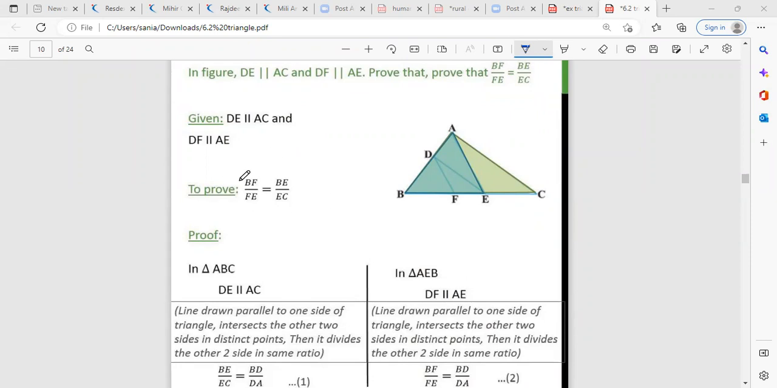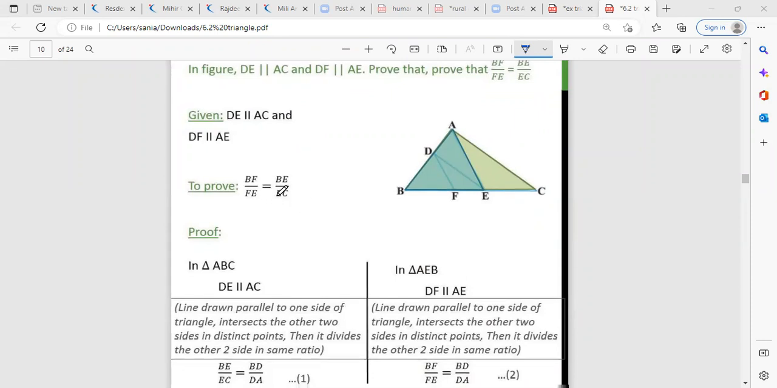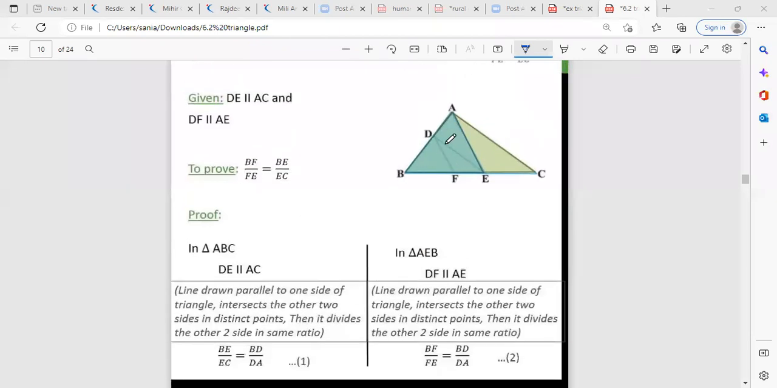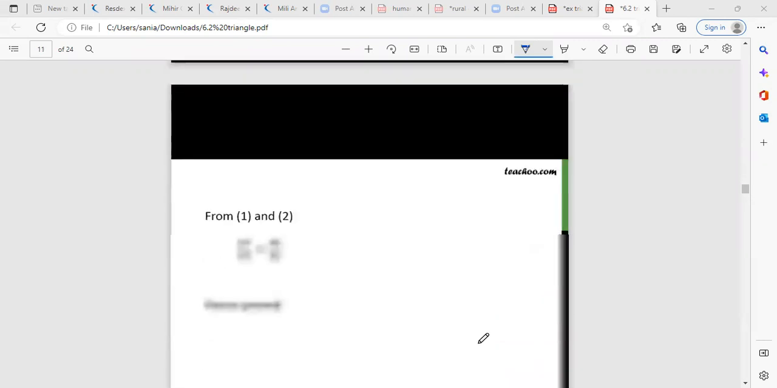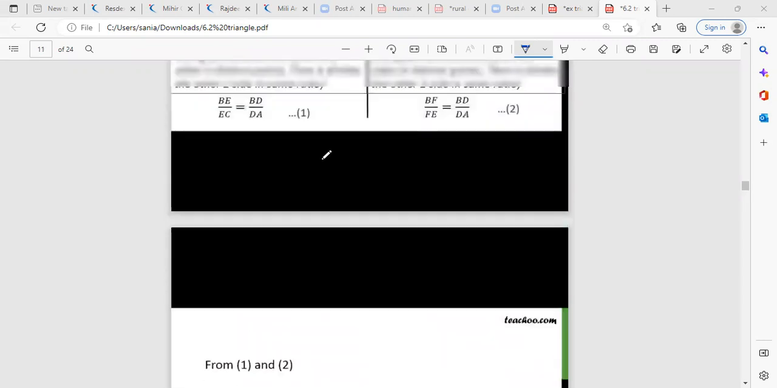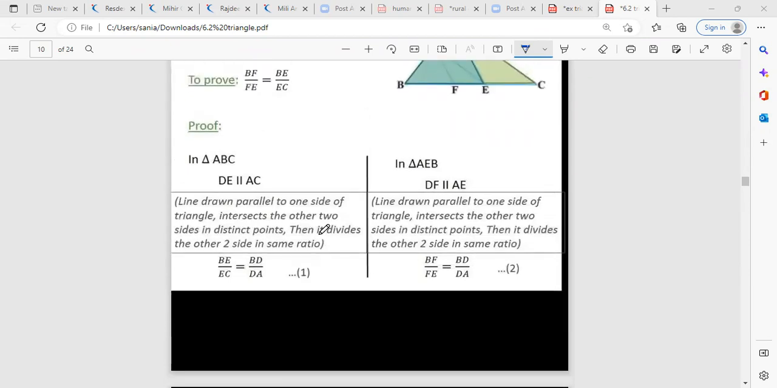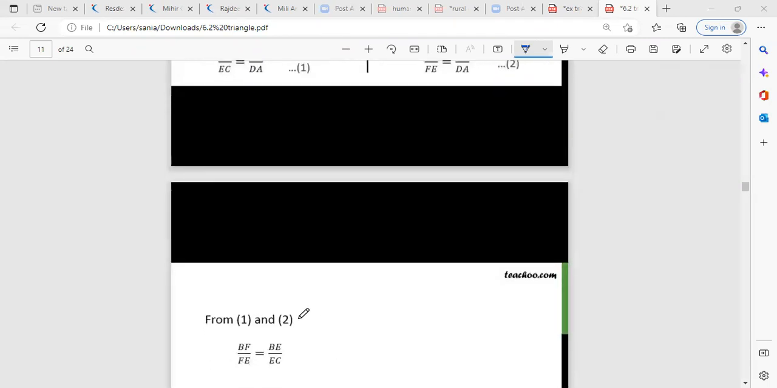Okay. So to prove BF divided by FE, in this triangle ABC, the bigger one, and ABE, this one, over here this is parallel. So because of this equation and this equation, from first and second, you can see these are equal. So over here, what you are getting is that BE is equal to EC. So that means BF is equal to FE. Hence, clear?